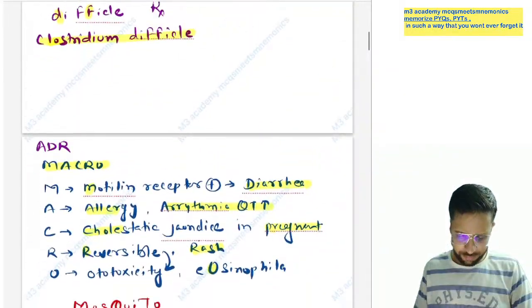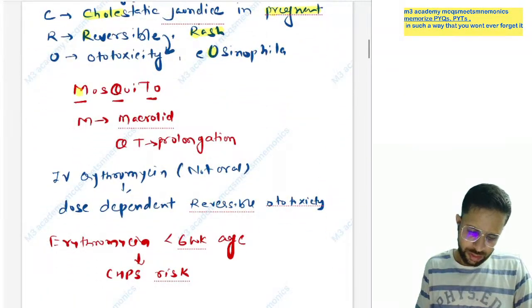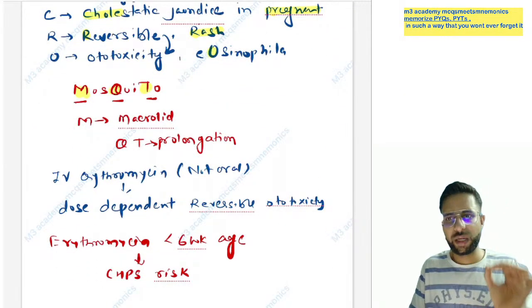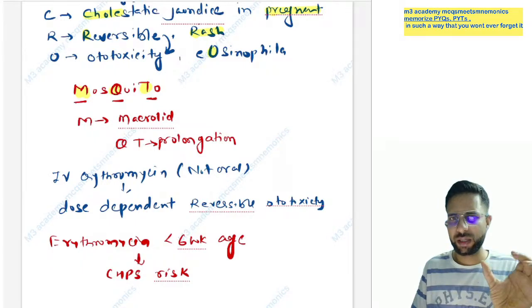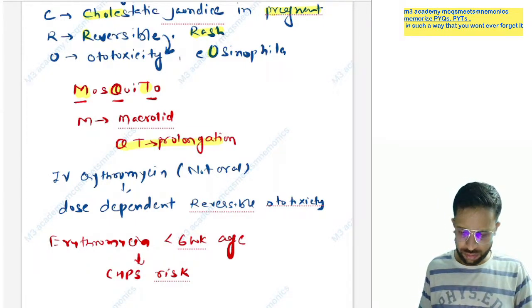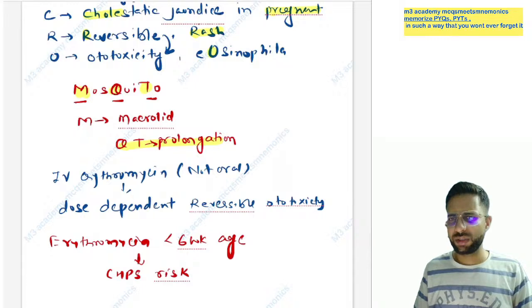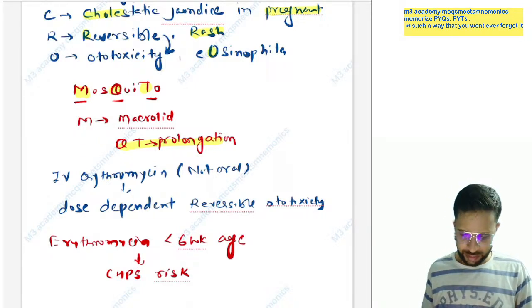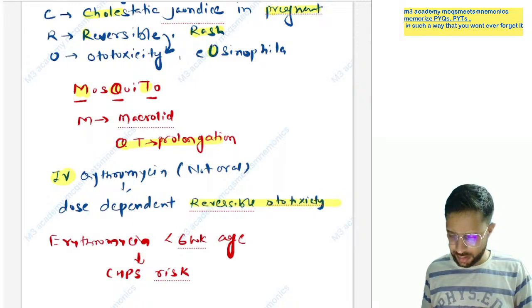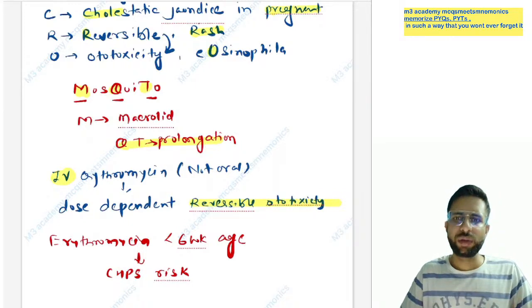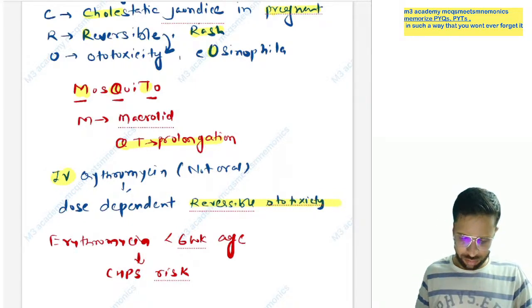Yes. Now, you can also remember this word mosquito. MO for the macrolide and QTO means the QT prolongation. So this causes the QT prolongation, but azithromycin does not cause this adverse effect. Yes, IV erythromycin causes dose dependent reversible ototoxicity. So only IV, not the oral. Yes, so you can remember by this erythromycin.